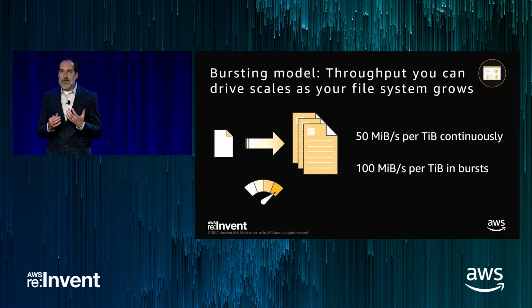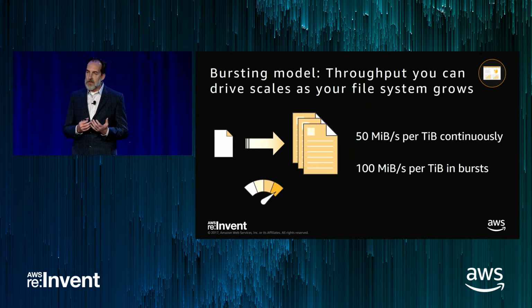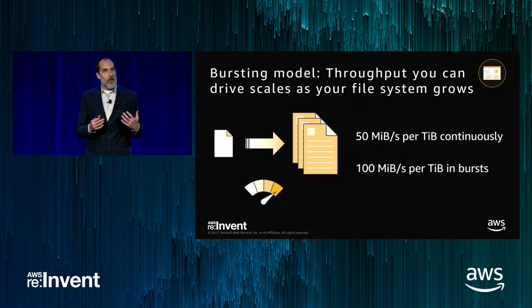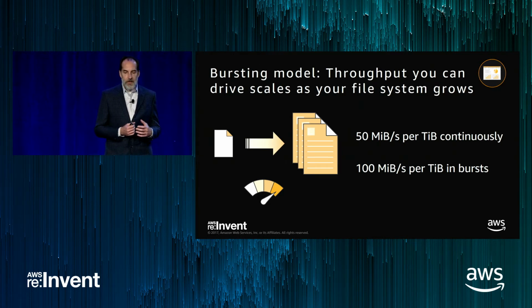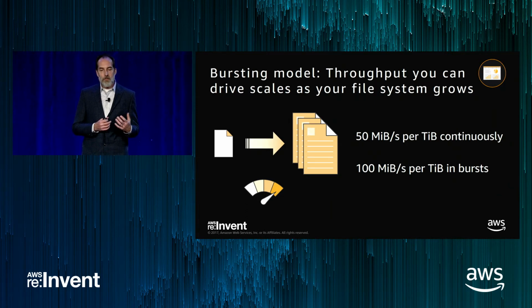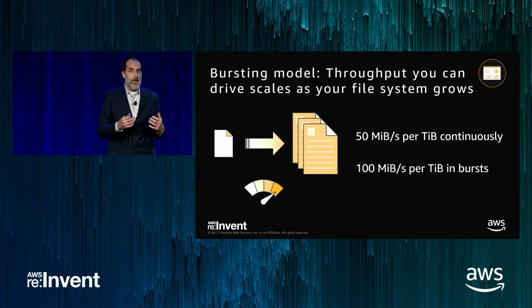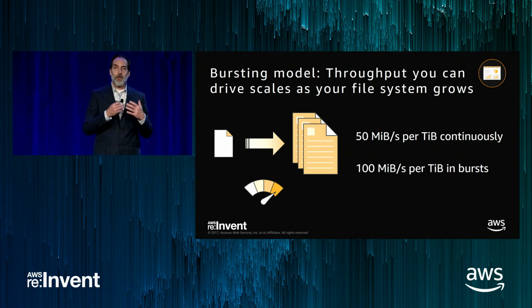Because file system workloads are typically spiky in nature, driving high levels of throughput for a short period of time, and then lower levels of throughput for the remaining time, we built in a burst model within EFS. Throughput is based on the size of the file system. The baseline throughput is 50 megabytes per second per terabyte of data stored. And that is the throughput that you should continuously achieve. Now you're able to burst above that up to 100 megabytes per second per terabyte of data stored when you're bursting above your baseline.